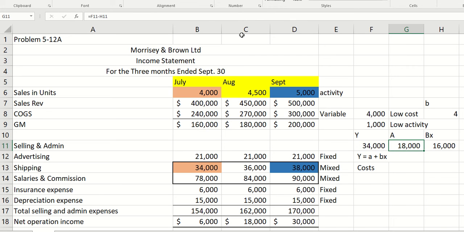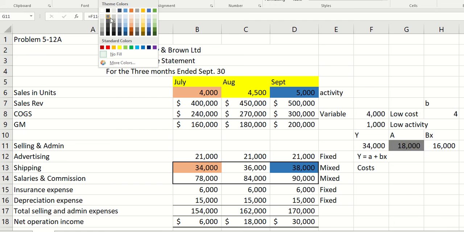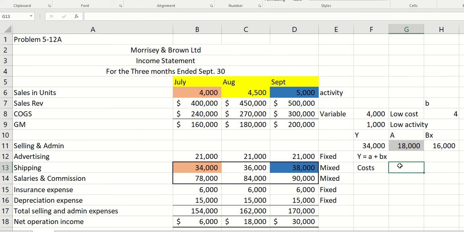So A should be $18,000 fixed cost. $18,000 fixed, right? So my formula altogether would be Y equals 18,000 fixed amount, which is my A, plus $4 of variable and X.